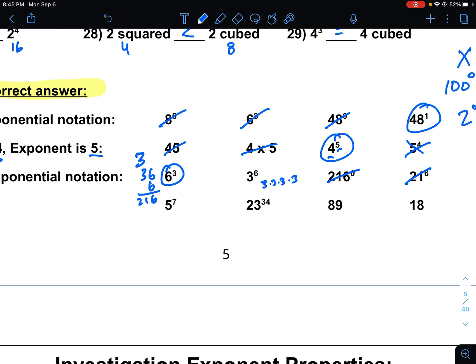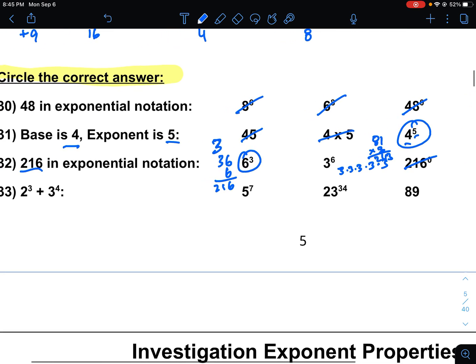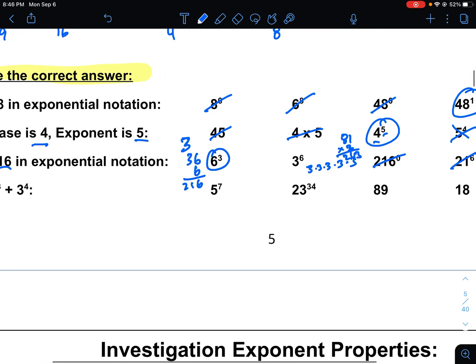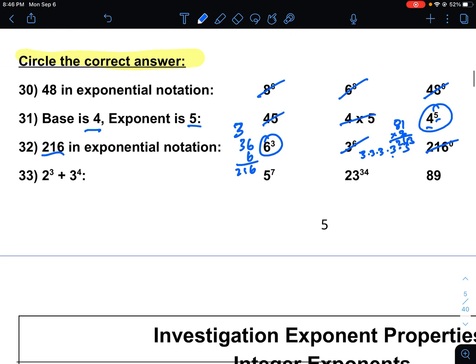81 times 3. Let's try that. That's 3, and that's 8, 16, 24, 243. Yeah, that's way too much. So that's only 1, 2, 3, 4, 5 threes. Nope. Not correct. All right, finally, write what is 2 to the third plus 3 to the fourth.